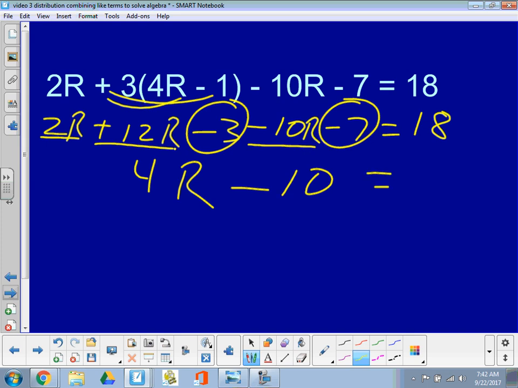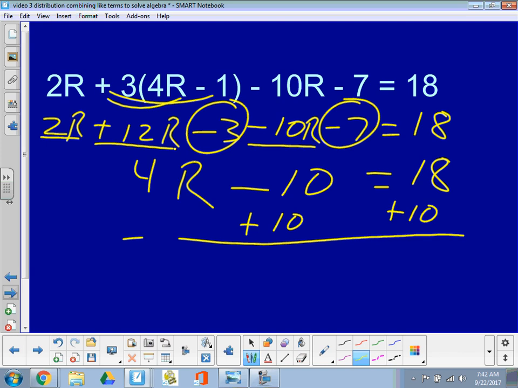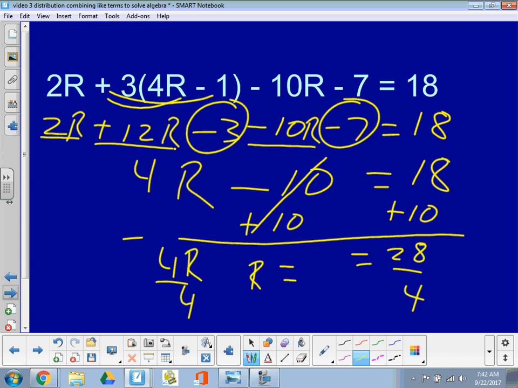which is equal to 18. To get rid of that minus 10, the opposite of subtracting 10 is adding 10. To keep it balanced, add 10 to the other side. When I do that, 4r, those cancel, which is what we wanted, is equal to 28. The opposite of multiply by 4 is divide by 4, divide by 4. And when we do that, we get 4 divided by 4, 1r. In algebra, we just say r is equal to 28 divided by 4, which is 7.